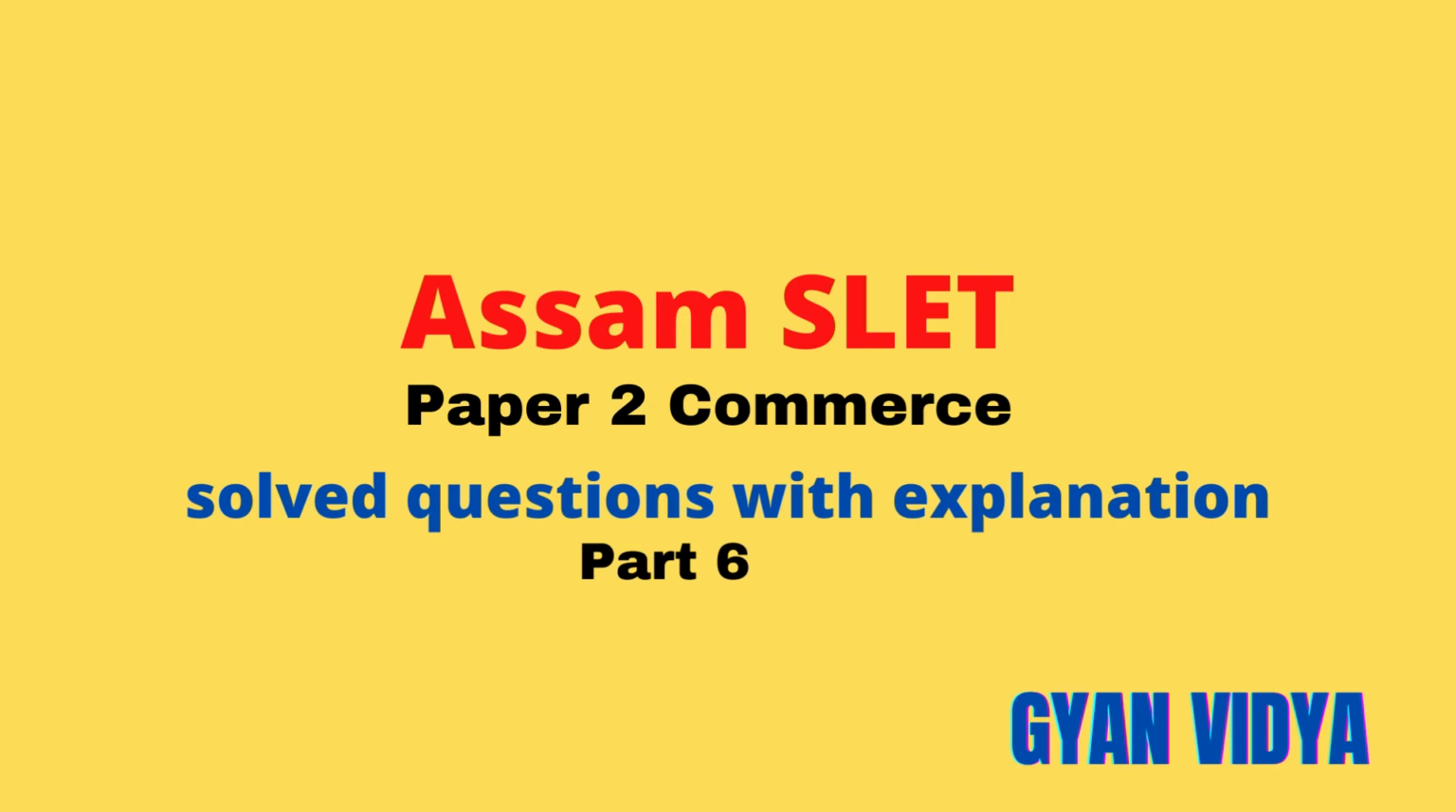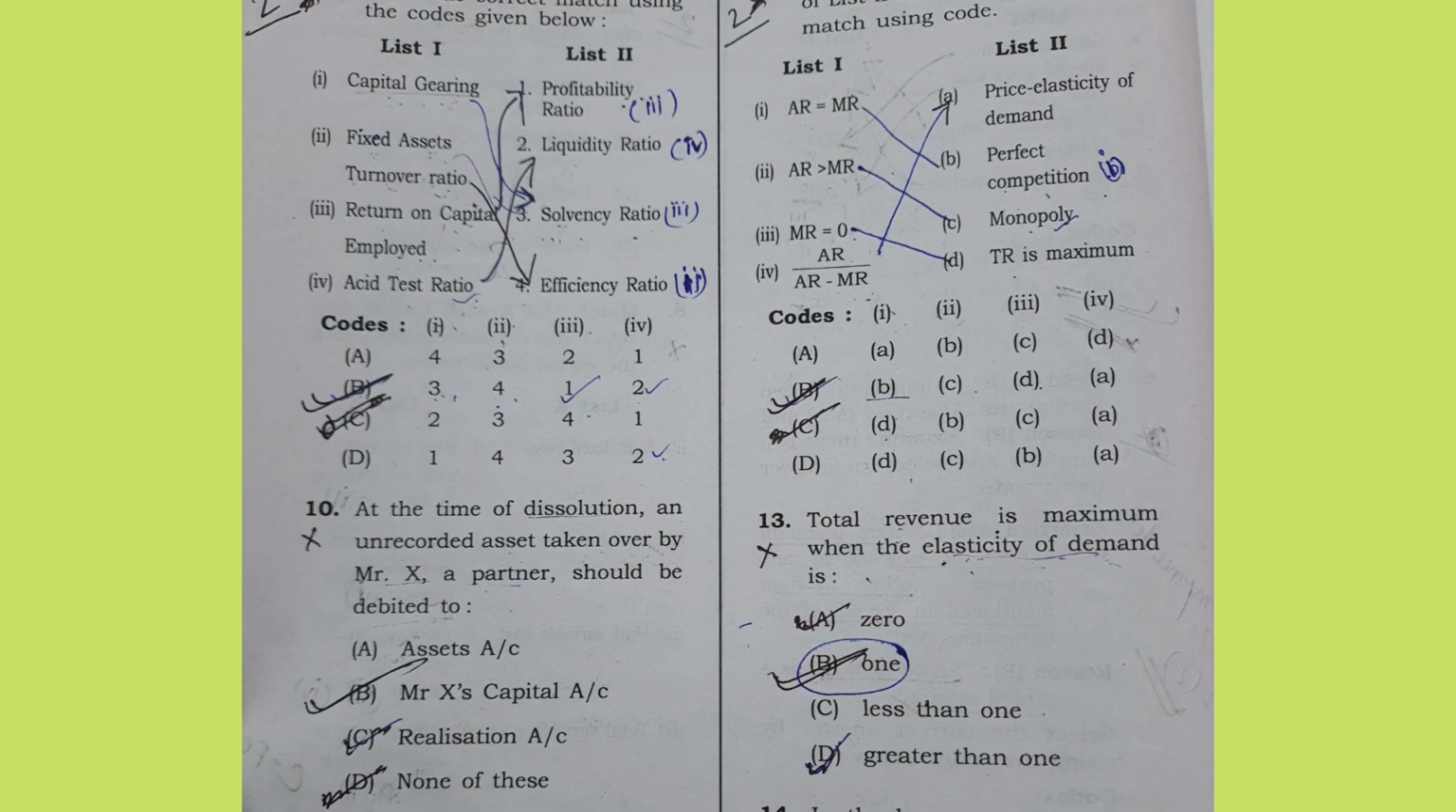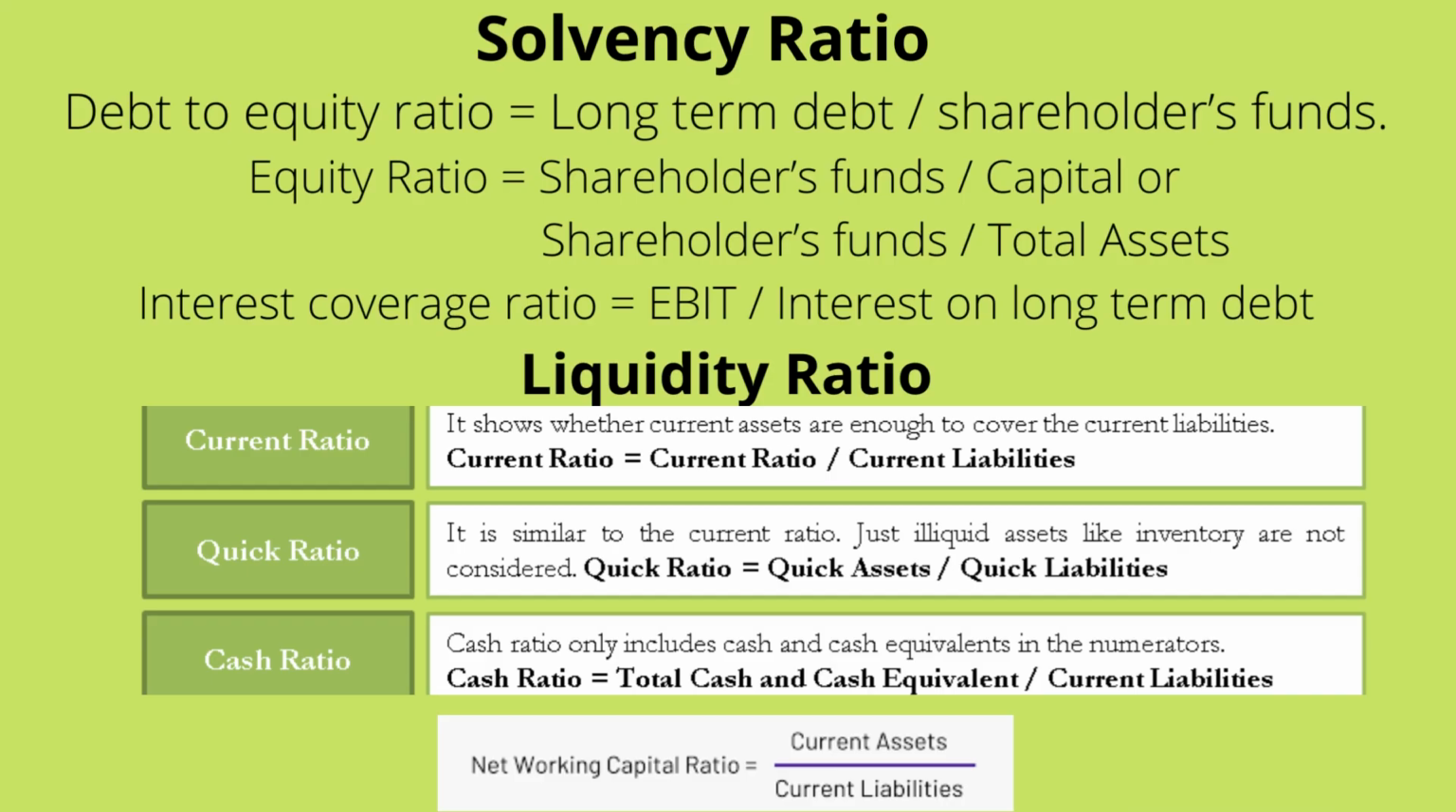So let's start. Question: capital gearing ratio. Capital gearing ratio is the amount of debt which a company has in relation to its equity. We also know it as solvency ratio. Solvency ratios tell about the solvency of the company, whether the company is able to pay its debt or not. There are various types of solvency ratios.